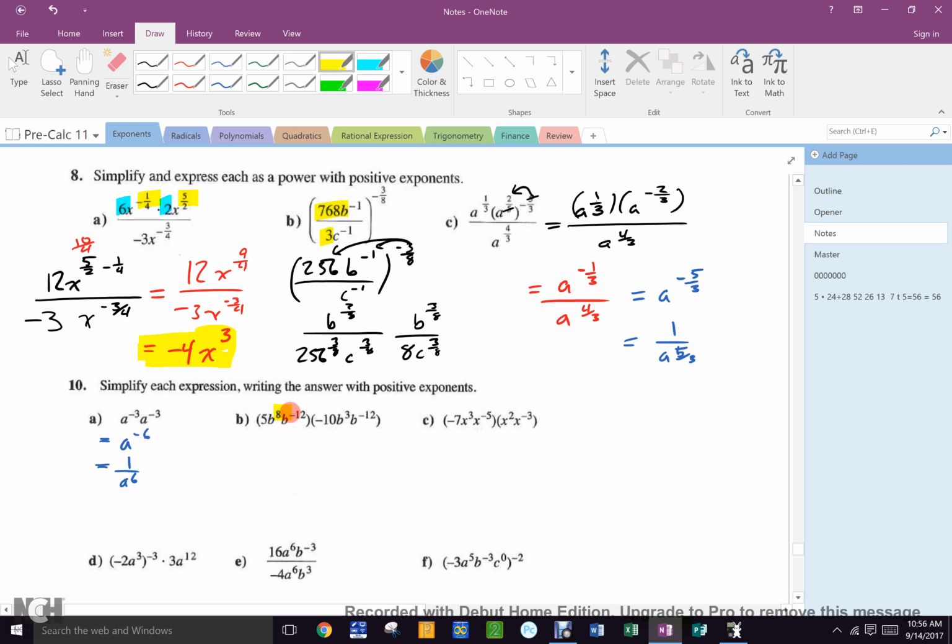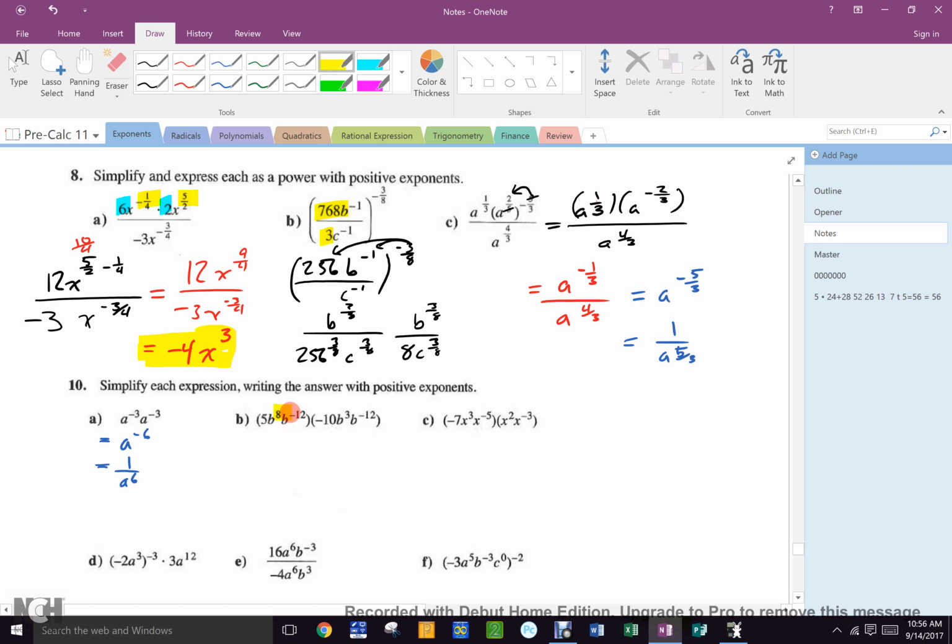Why? Because it's base times base, they're the same, right? So this first one is 5b to the what power? 8 minus 12. -4. And then -10b to what power? -9.